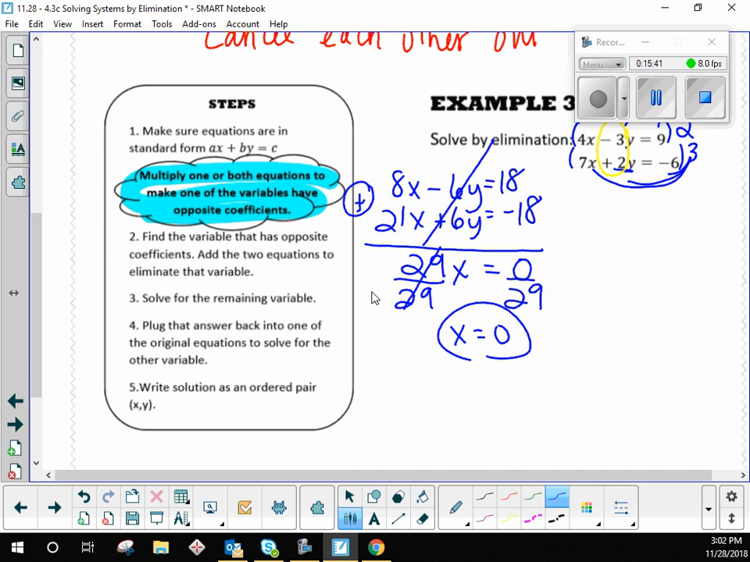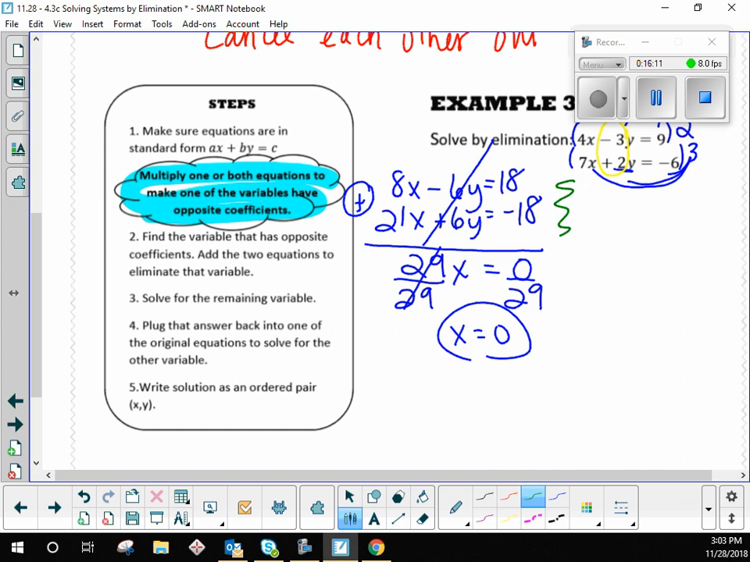And then real quickly, now that I know that x is 0, how do I find y? Plug it in. Now here's the thing, you have like 4 options now. You have the 2 original equations, and then you have these 2 new equations. It really doesn't matter which one you use. They're all equivalent, and will give you the correct answer. I recommend you use one of the original ones because the numbers are smaller. So which equation would you like?